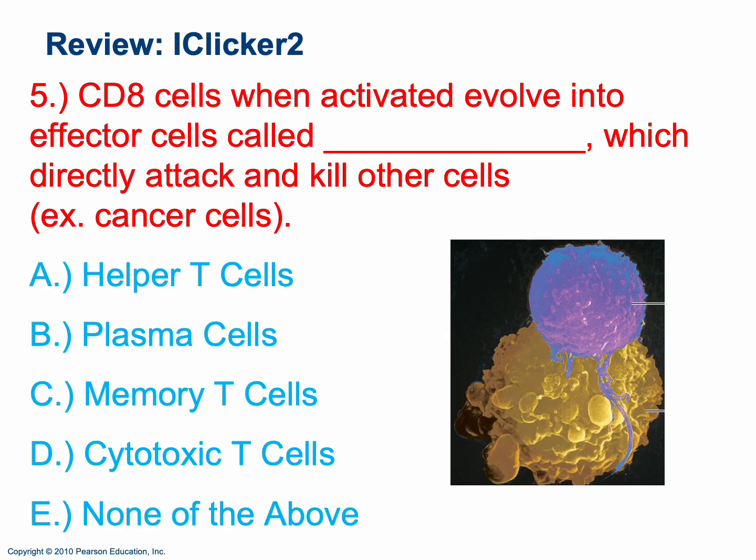Number 5. CD8 cells, when activated, evolve into effector cells called blank, which directly attack and kill other cells, such as cancer cells. So what would be the correct answer here? All right, and the correct answer, I would go with choice letter D. So letter D would be the correct answer here. So cytotoxic T cells would be the right choice, letter D.